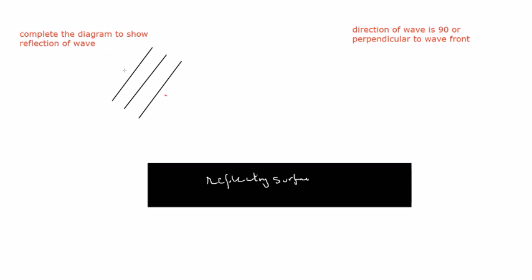So how can you identify the direction of the wave? Because the wavefronts are moving towards the reflecting surface. So this is the direction of the incident wavefront. So this is the direction of the incident wave.